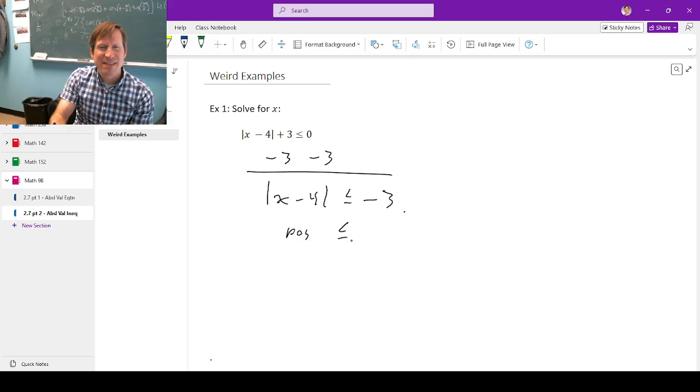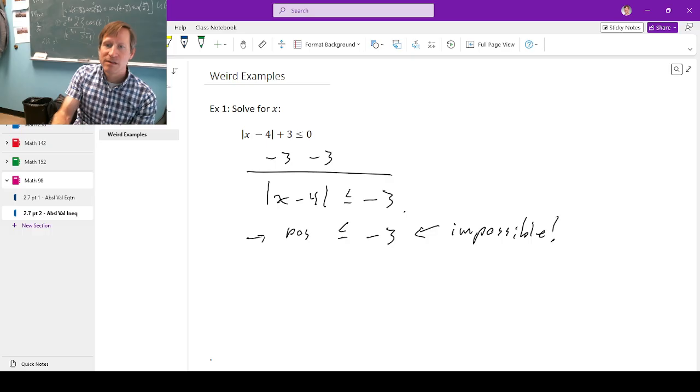And then the rest of the inequality says less than or equal to minus 3. Well, is it possible for a positive number to be less than or equal to minus 3? No, that's impossible. Positive numbers are all greater than or equal to minus 3. So this inequality that we just wrote down is impossible. That means that there are no solutions. There are no x values that we could put into this inequality to make it true. This inequality is just impossible.